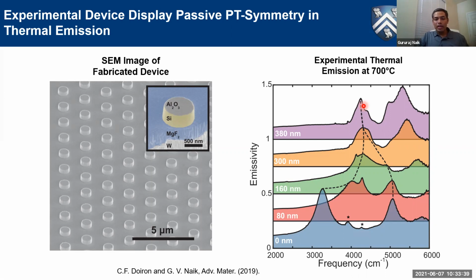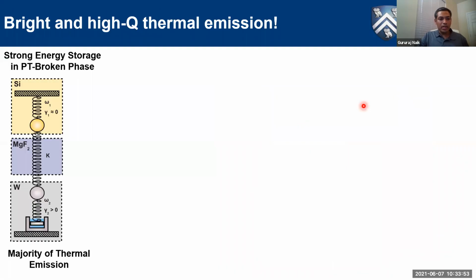In fact, we are hopeful that by changing the material from silicon to something like, for example, iron sulfide or other materials, we could get the Q factor even higher, close to 1000. So that's what we are currently working on.